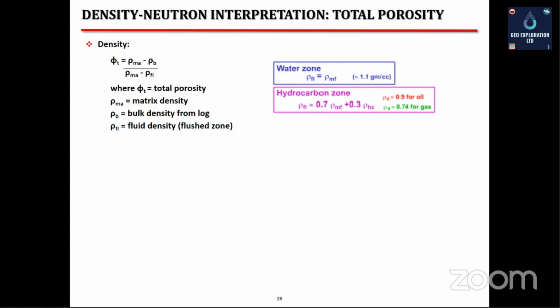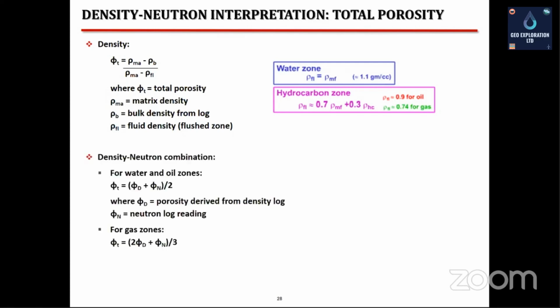We can use a combination of density and neutron logs also to obtain the total porosity. For water and oil zones, phi t is defined as phi d plus phi n divided by 2, where phi d is the porosity derived from the density log, whereas phi n is the neutron log reading. For gas zones, the equation differs as phi t is equal to 2 phi d plus phi n by 3.